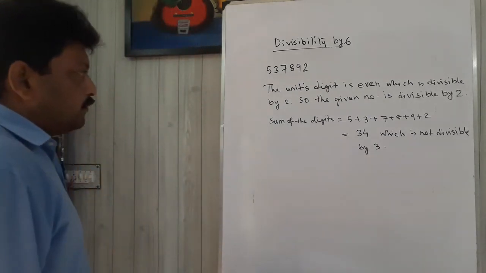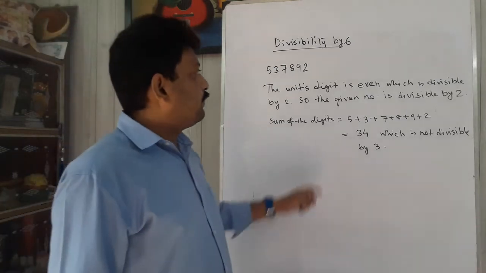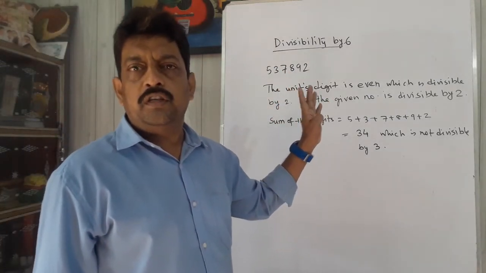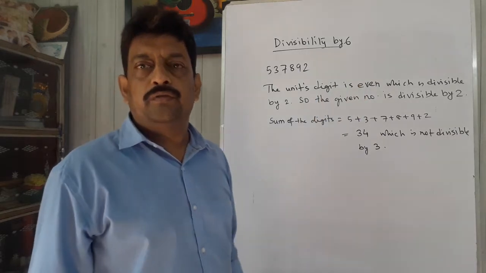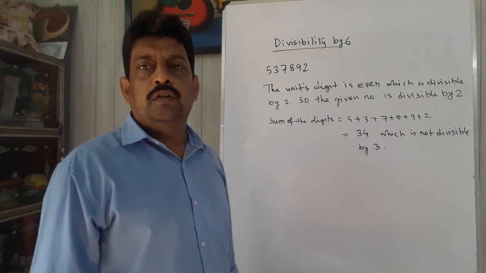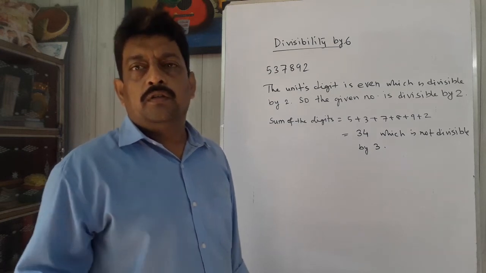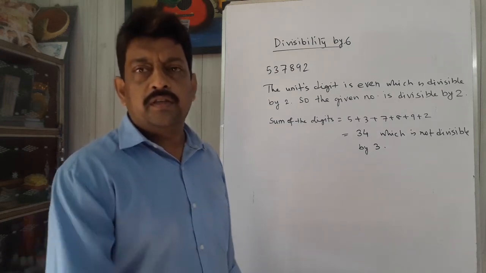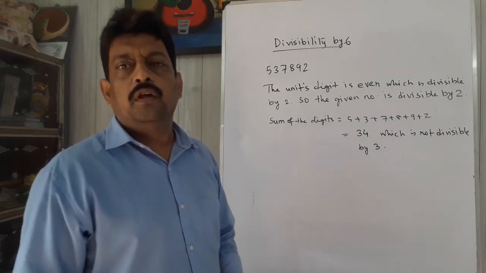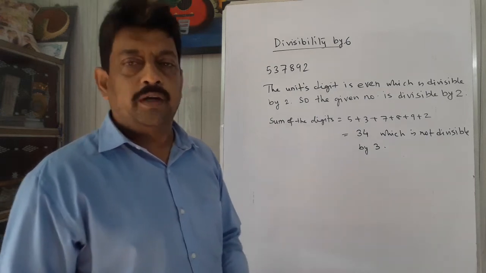So first of all, what we have to do? We have to check the unit digit. If the unit digit is even, that means it is divisible by 2. Then we have to find the sum of the digits. If the sum of the digits is also divisible by 3, then we can say that the given number is divisible both by 2 and 3. Therefore, the number will be divisible by 6.